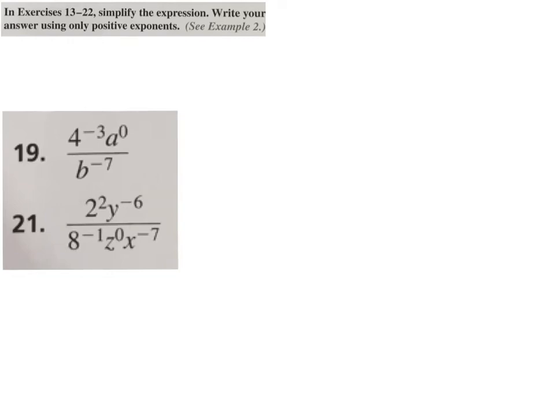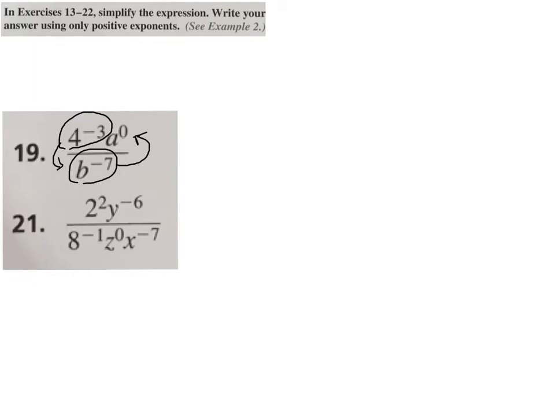Let's look at some more problems where we've got negative exponents and bases raised to the 0 power. Again, our instructions asked us to simplify and write our answer using only positive exponents. Okay, so if we look at number 19, this 4 to the negative 3 is going to have to be moved to the bottom because the exponent's negative. And this b to the negative 7 is going to have to be moved to the top.